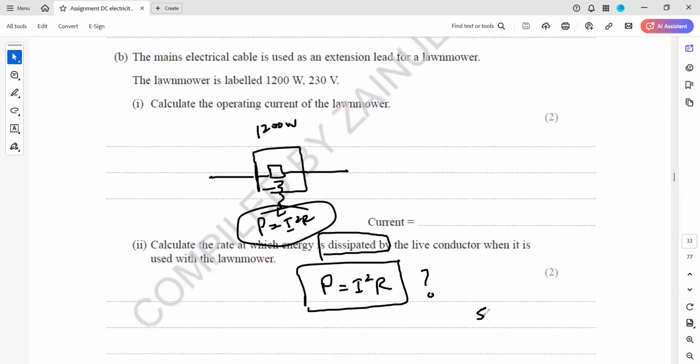So the current was 5.2, squared, multiplied by the resistance, which was 0.3. So when you multiply, you get 8.1 watts. So it means out of 1200, 8.1 watts of energy is actually wasted or lost. Remaining is transferred. Is it clear? Part B2.